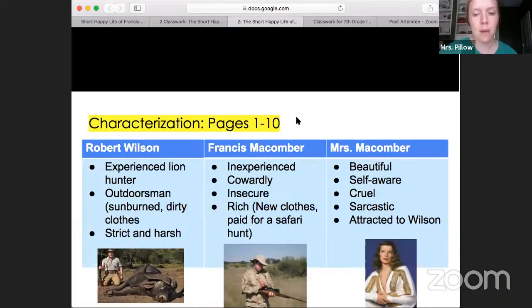Okay, remember this chart? We did this last week and you summarized it perfectly. Robert Wilson is experienced. He's an outdoorsman. We learned that from his clothes. He's strict and harsh. He beats some of the boys that work for him. Francis is cowardly. He's very insecure. He asks a lot of questions of Robert Wilson, and he's got new clothes. And then Mrs. McCumber: beautiful, self-aware. She's sarcastic and she's a little bit attracted to Wilson. And you're going to see more of that today.